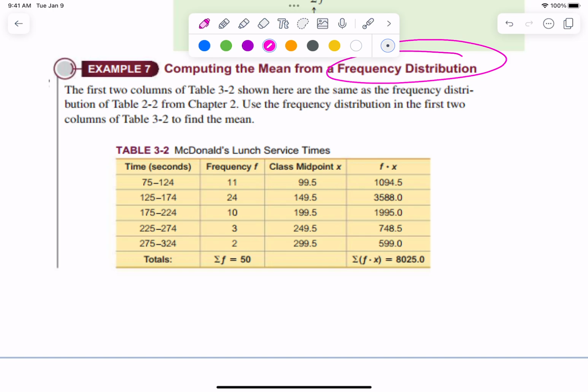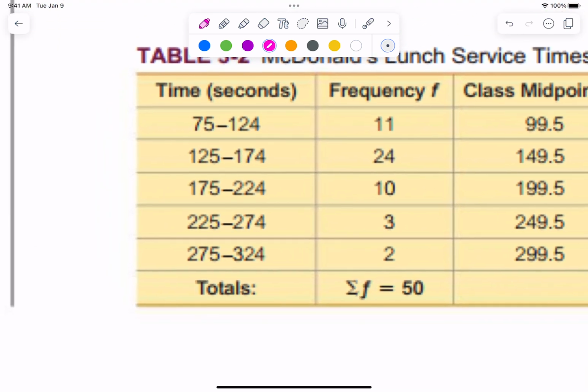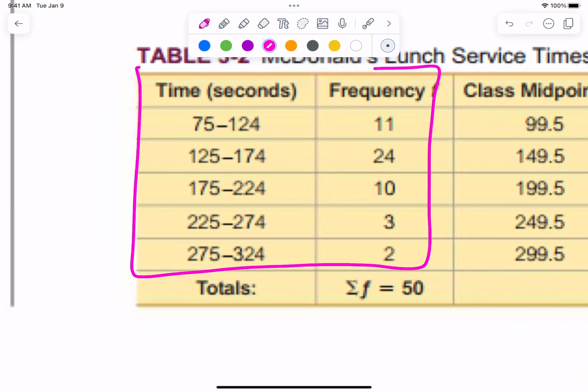Frequency distribution. If they give me a frequency distribution like this, and they say find the average time that it takes, I just want one number. I want to find the mean.